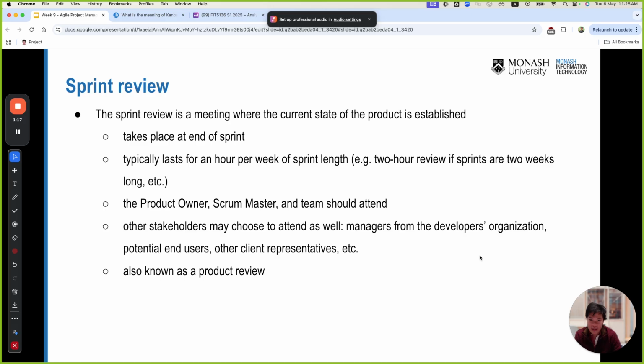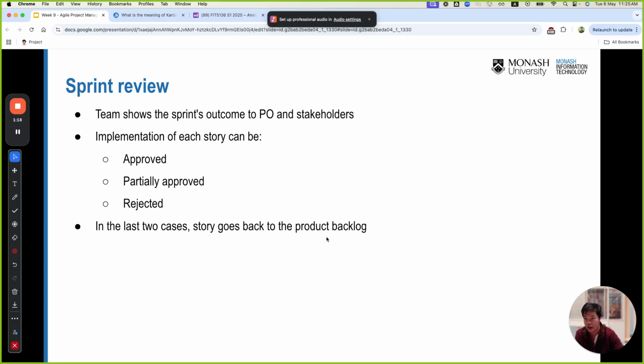So sprint review is a meeting where the current status of the product is established. It takes place at the end of the sprint. It typically lasts for an hour per week of sprint length. The product owner, Scrum master, and the team should attend. They discuss among the team and review the product, whether it meets the definition of done, and whether they implemented the product successfully and completely or not. During the sprint review, the team shows the sprint outcome to the product owner and the stakeholders. That's more like your sprint 4, that's a sprint review.